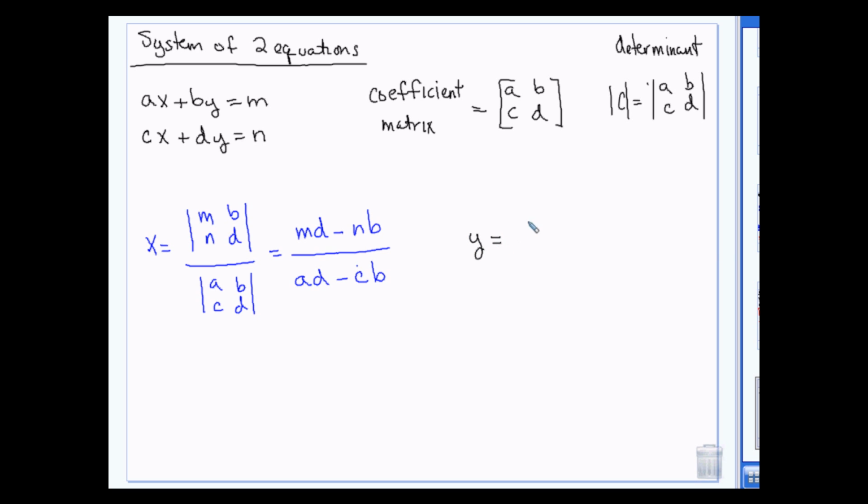And y equals AC, MN over AC, BD. So if you look at it, when I'm solving for x, I replace the x's with the answers of the equations, essentially. And when I'm solving for y, I replace the y's with the answers to the equations. So this would be AN minus CM over AD minus CB. So again, cross multiply and subtract. That's an A. That looks like a G or something. I don't know what that looks like. It's an A.